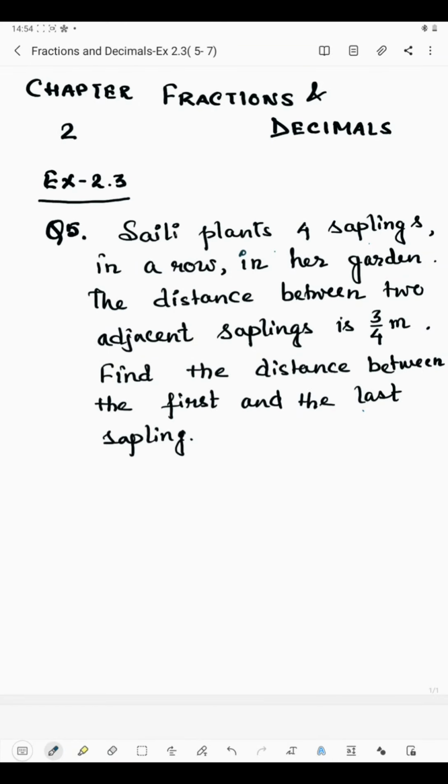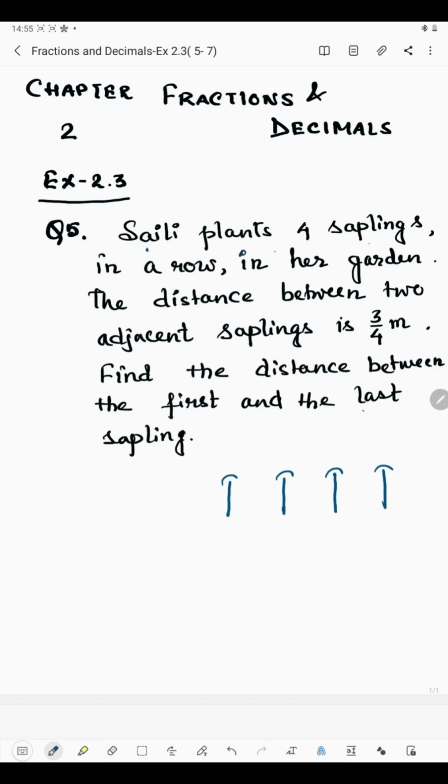Now question number 5 says, Sally plants 4 saplings in a row in her garden. So how many saplings are there? 4. Baby plants are there. Okay, 4 baby plants are there. So here it is said that the distance between two adjacent saplings is 3 by 4 meter.